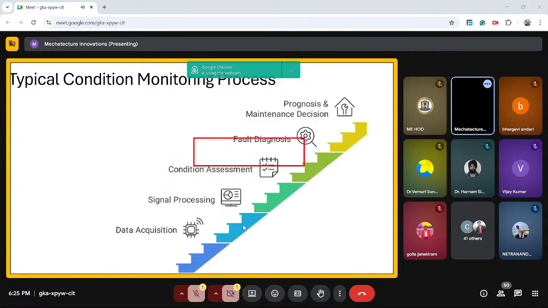Once the problem is identified, then I do fault diagnosis, which means I try to check what kind of fault it is, and that particular fault will be identified from the condition monitoring. More importantly, if you cannot find the fault, which means you fail in the fault diagnosis step, then your entire condition monitoring objective has failed. There is no use in doing data acquisition, signal processing and condition assessment when you don't know how to do fault diagnosis. So this is the very critical part.